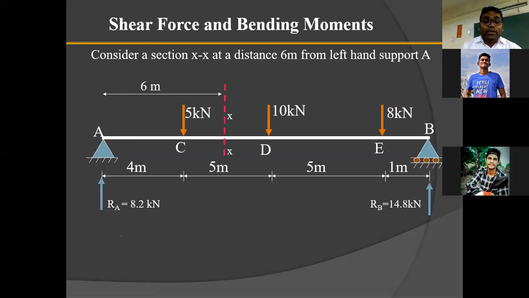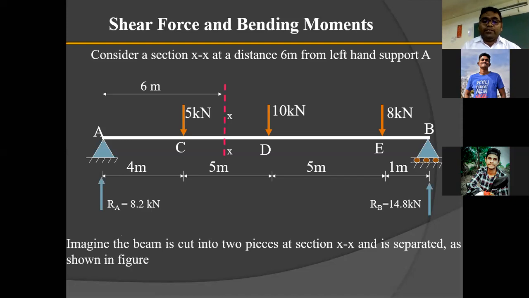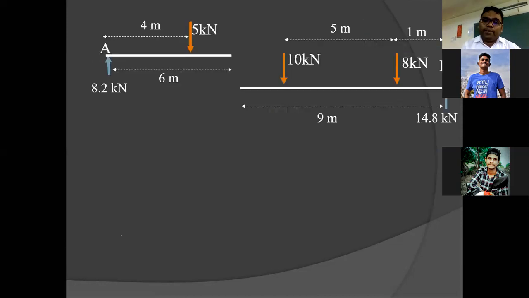Then now we can say that we have two beams. One is the right side of the section, another is the left side of the section. So imagine cutting it into two pieces and separating them as shown in the figure. Now you can see the beam is like this. It is just for solving purposes, not actually. Then how do we get the value of the shear force and bending moment at this place? First start with the left side, then I will solve with the right side.